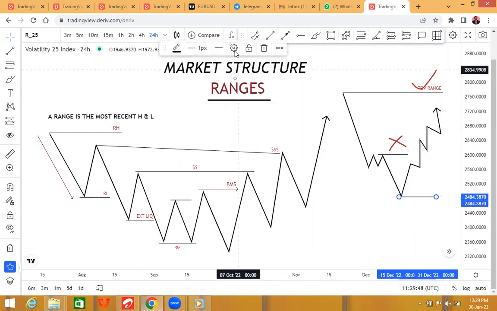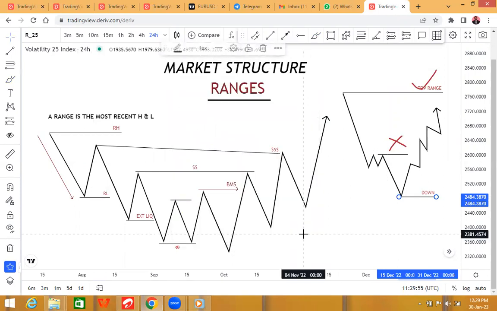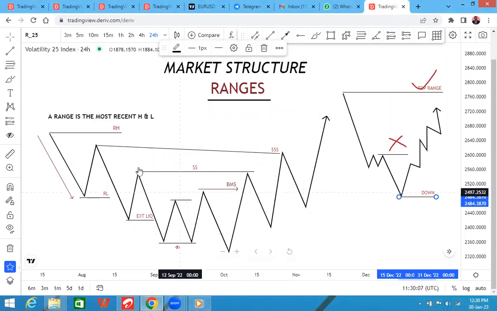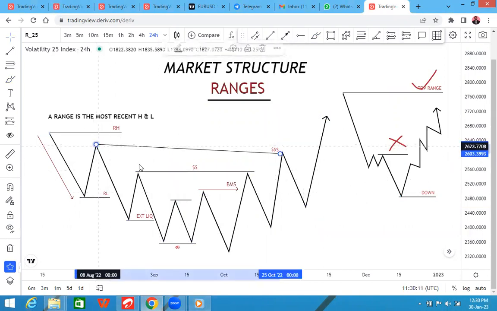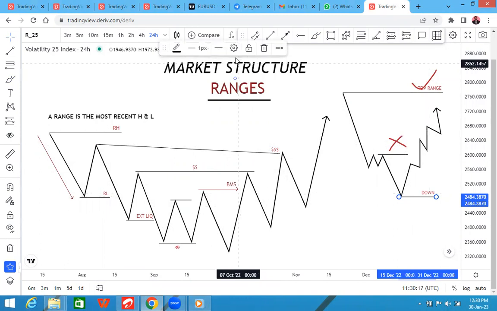Let me break it down. You can have this as down range or low range or range low, whichever grammatical expression you want to give them, depending on your English teacher. Depending on what you want to use, it's the same thing. Top range, down range. You want to mark the range high and the range low.